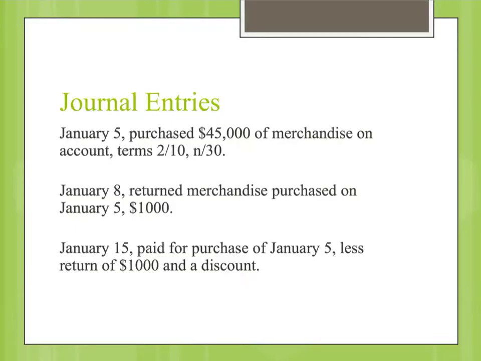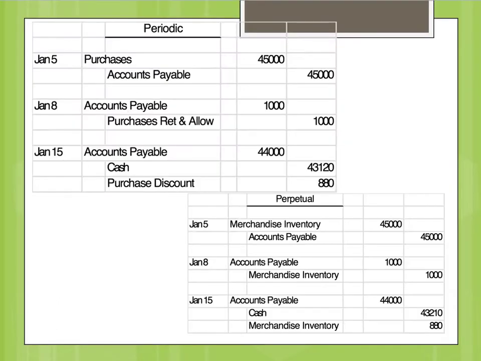Let's take a look at the first 3 transactions, followed by the first 3 journal entries. January 5th, purchased $45,000 of merchandise on account, terms 2/10, net 30. January 8th, returned merchandise purchased on January 5th, $1,000. January 15th, paid for purchase of January 5th, less return of $1,000 and a discount. First, we recorded our purchase.